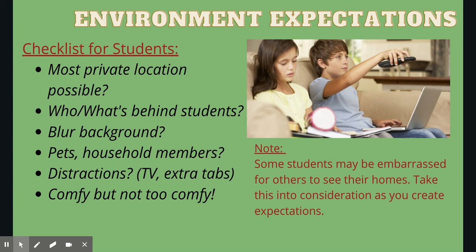For example, in elementary, maybe they allow students to lay around a little bit more. Maybe secondary has a different expectation. Consider what you used to do in class and what the expectation should be now. We do need to consider student home environments when setting these expectations. And that's where teaching them something like blur background can come in and be helpful. So just take this into consideration.